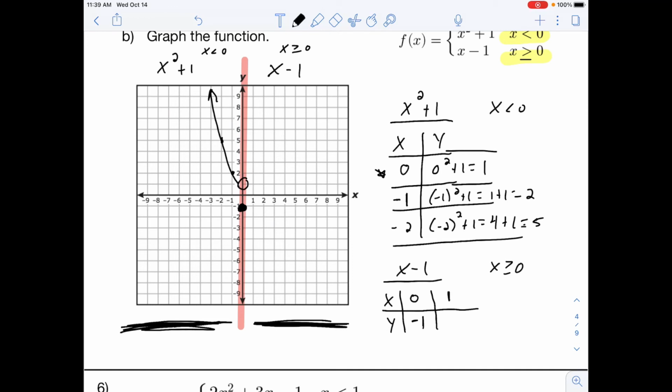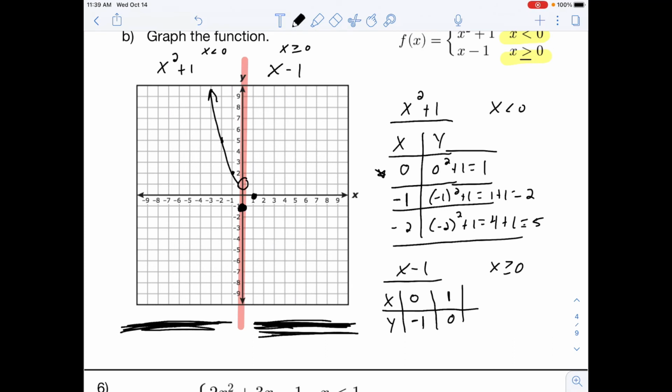Then I'll plug in 1. Again, it doesn't make sense to plug in negative 1 because that's on the left side. I just want the right side, so I'm going to pick the next x value, which would be 1. So I plug in 1. So obviously 1 minus 1 is 0. So 1 and 0. Now, I don't have to keep plugging in points.